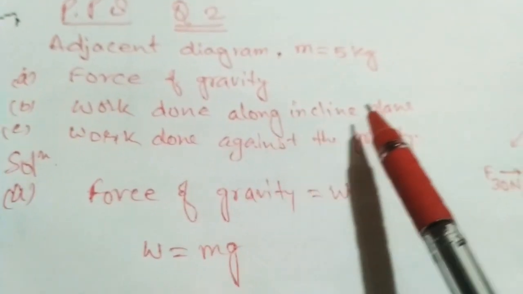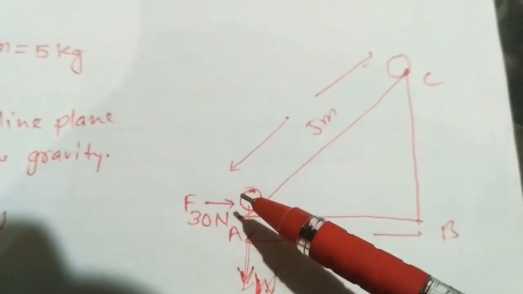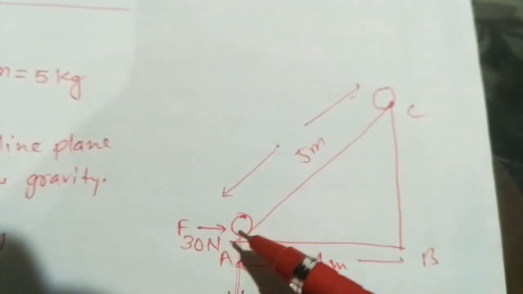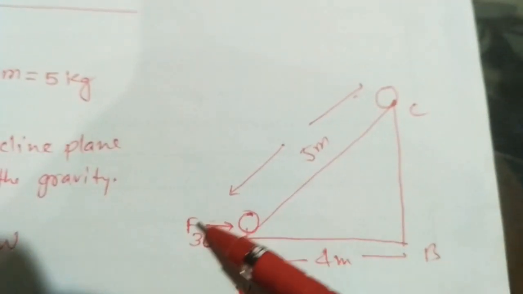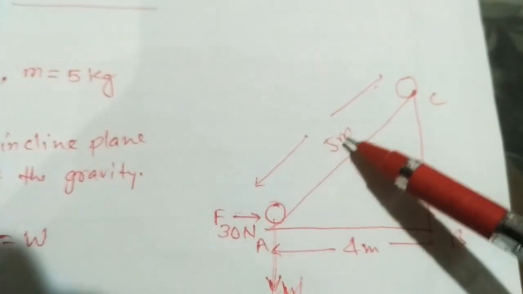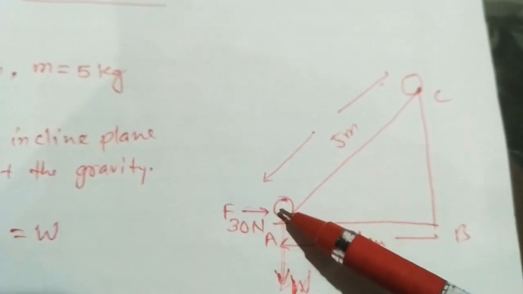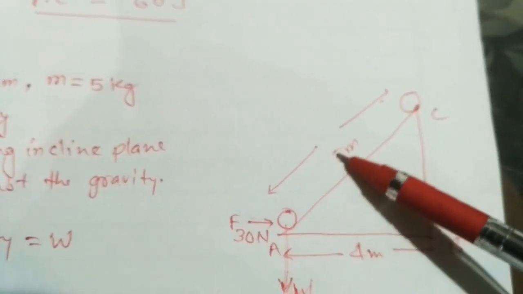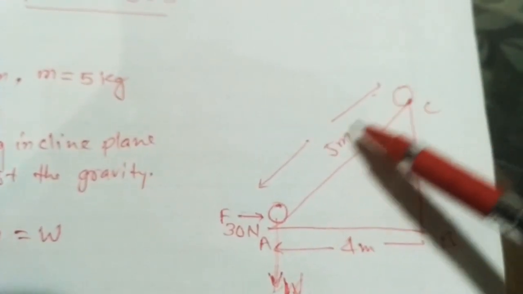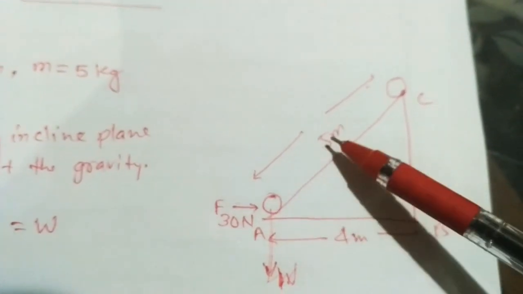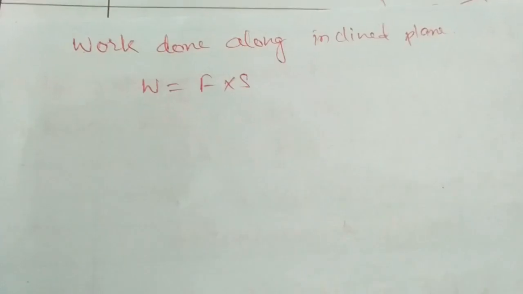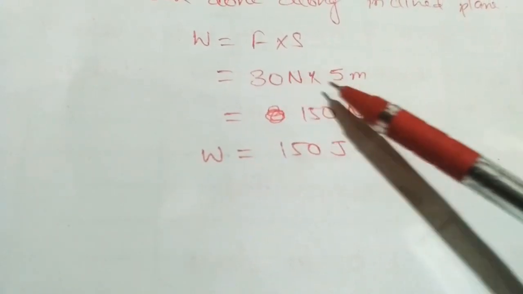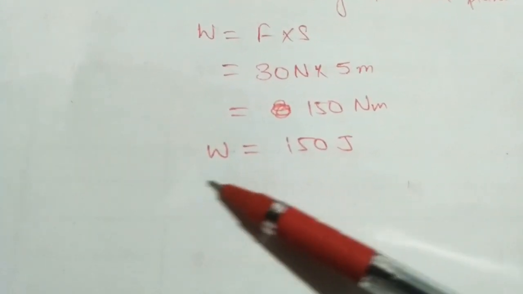Second part, work done along the inclined plane, means while pulling this object from here to here, what is the work done? In this case, the applied force is 30 newton and the displacement is 5 meter. So the work done is equal to force into displacement. We will take this force because it is asking about work done along the inclined plane. So work done along the inclined plane, W is equal to F into S. Force 30 newton, displacement 5, 150 newton meter, or finally 150 joule.